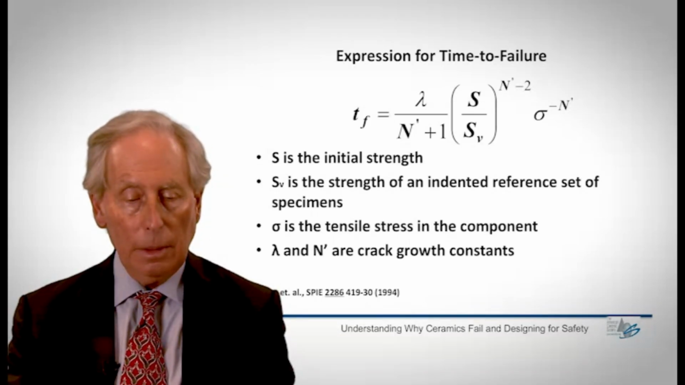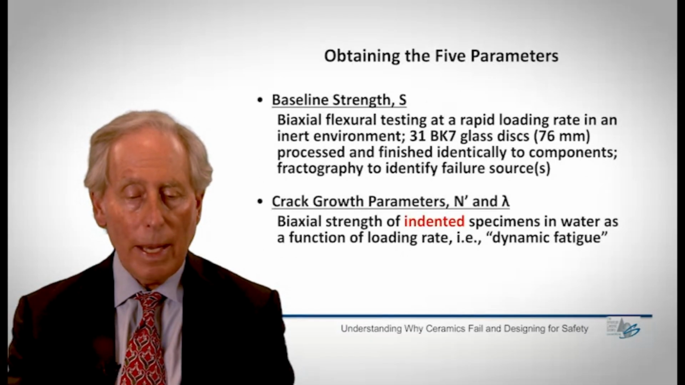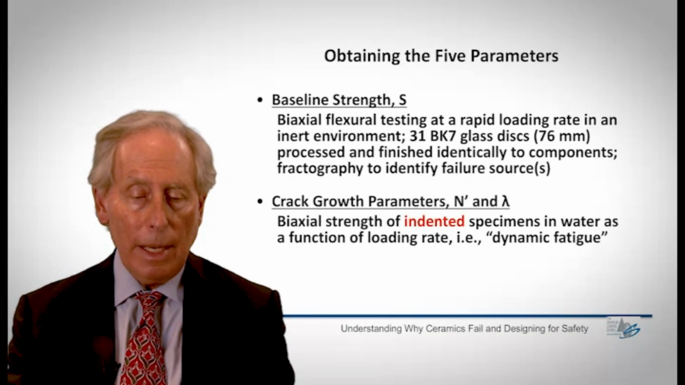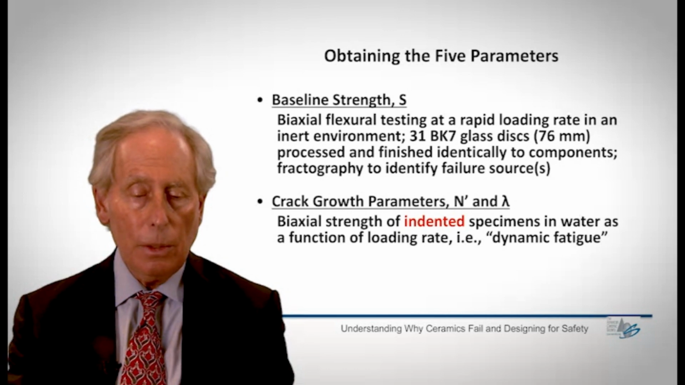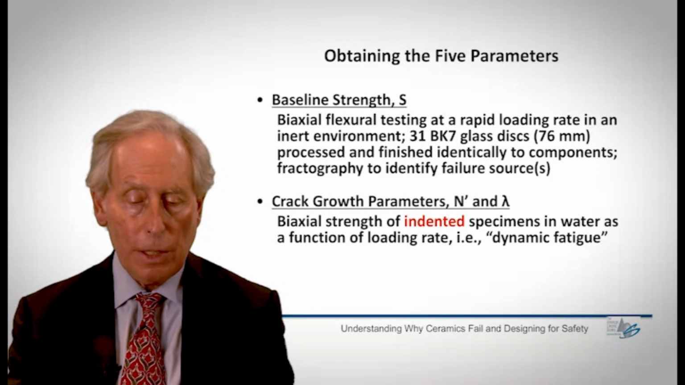Again, this is the equation. These are all the parameters I showed earlier. How did we go about obtaining these 5 parameters? So for us, we did biaxial flexural testing by ring-on-ring tests in an inert environment. There were 31 glass discs. They were finished identically to the components that were used, and fractography was used to identify the fact that the failure sources were similar in all the failures.